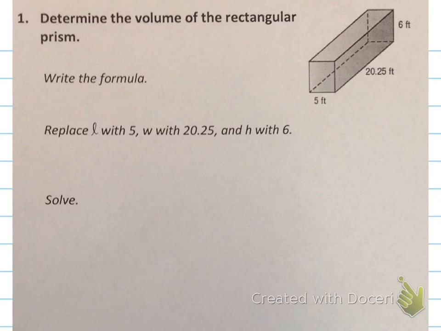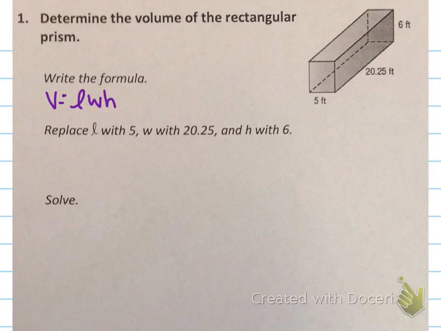Determine the volume of the rectangular prism. Well, first we want to write the formula. Volume equals length times width times height. Make sure you use a lowercase cursive l for the length, because otherwise it looks like a 1. So we need a lowercase cursive l.